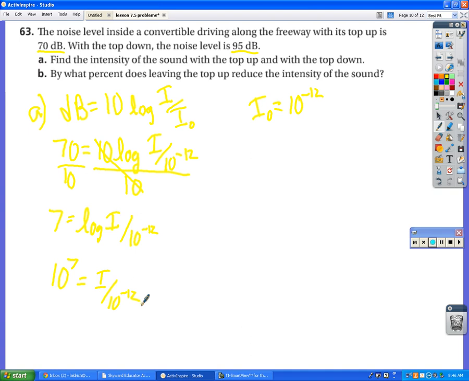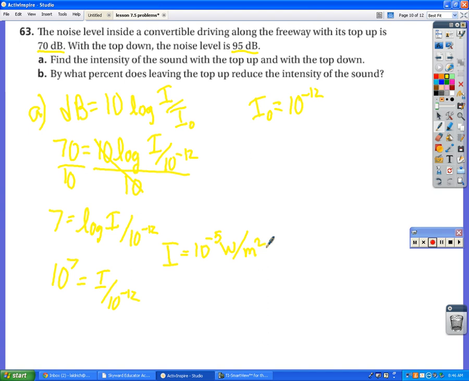What do you do? Multiply by 10 to the negative 12. And what would 10 to the 7th times 10 to the negative 12 be? What do you do to the exponents? Good. Add the exponents. So the intensity of sound with the top up would be 10 to the negative 5th. And you know what, Reed? It turns out that is watts per meter squared.